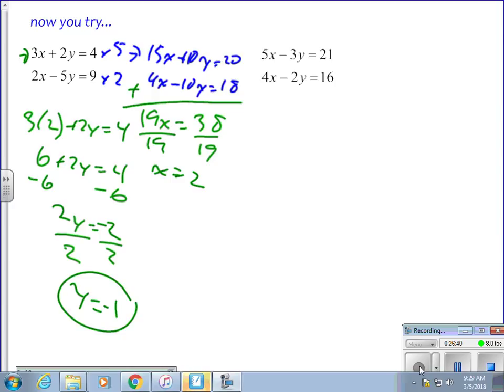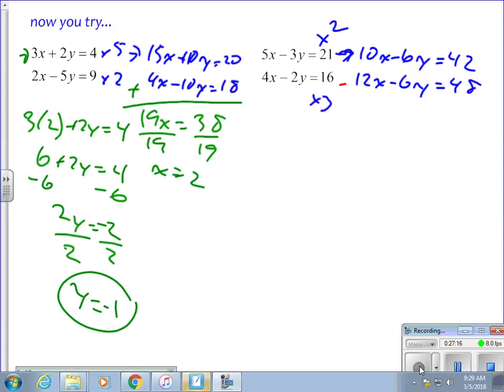Second equation, same thing. I try adding, doesn't work. Try subtracting, doesn't work. Can't multiply one, so I multiply both. Multiply the top one by 2, bottom one by 3. So I get 10x minus 6y equals 42. 12x minus 6y equals 48.